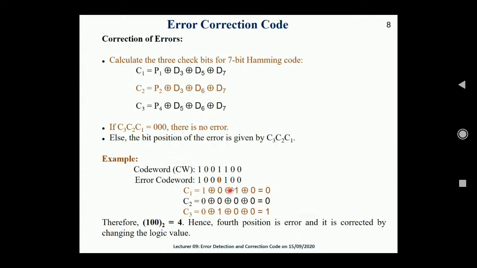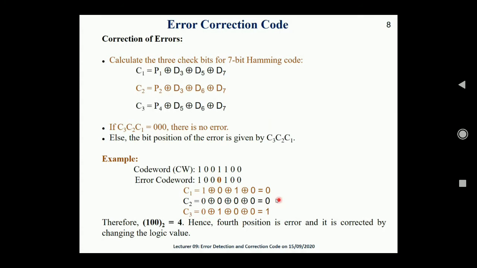After that, 5 is the 5th bit position, and C3 is P4 modulo D5. The value of the 5th bit position is 1, so here it is 1. The 6th bit position is 0, so it is 0 to 0. This one is 0, and this 0 is coming because the 7th bit position is 0 in the error code word. So when we apply the modulo operation, we get 1 0 0.